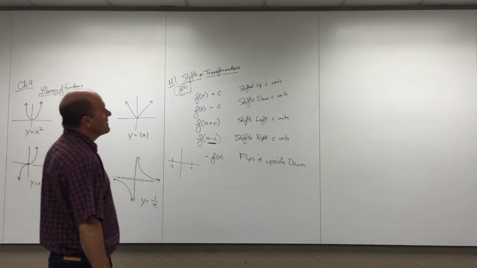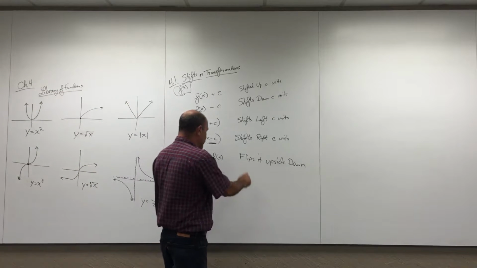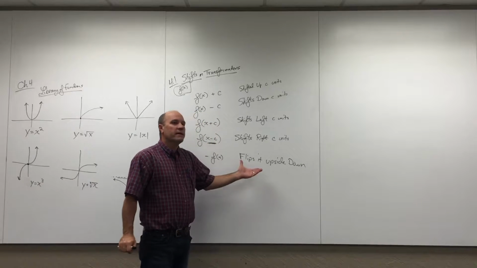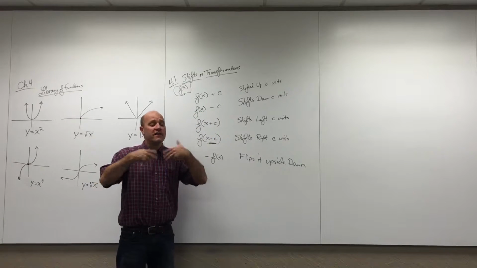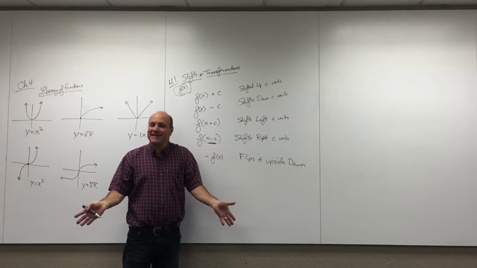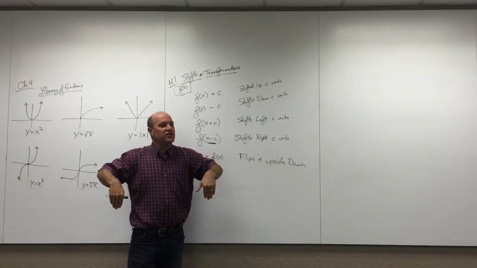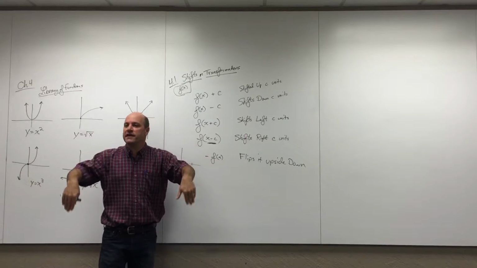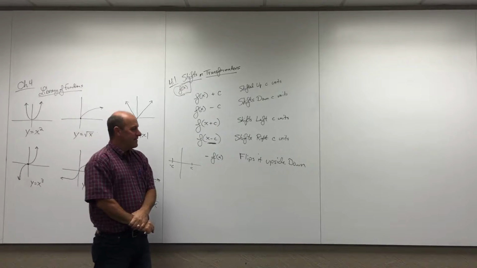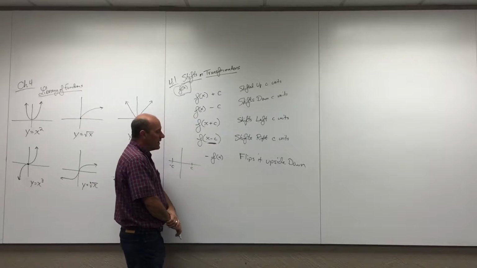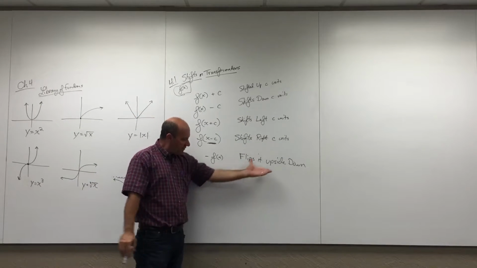The book might say something a little more fancy than that. They might say, oh, it's a reflection around the x-axis. It causes a reflection around the x-axis. But here in Ocala, we just say it flips it upside down.